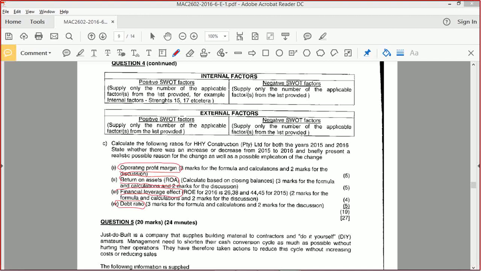So you are going to get marks for formulas. So it's definitely worthwhile starting with this question, and it's out of 27 marks. It's a lot, and it's easy so long as you remember what the equations are. Okay, so let's start with this question.